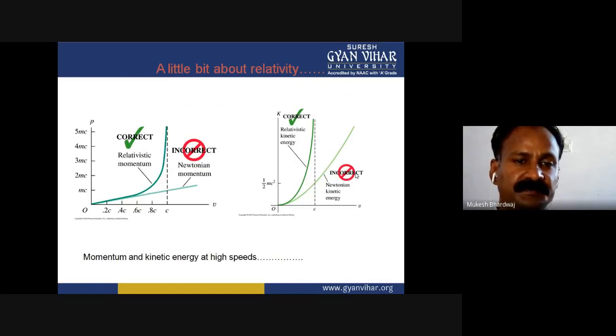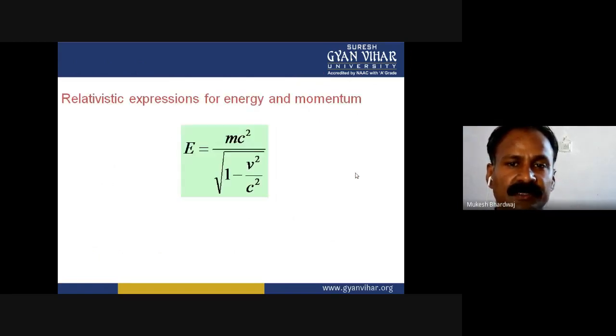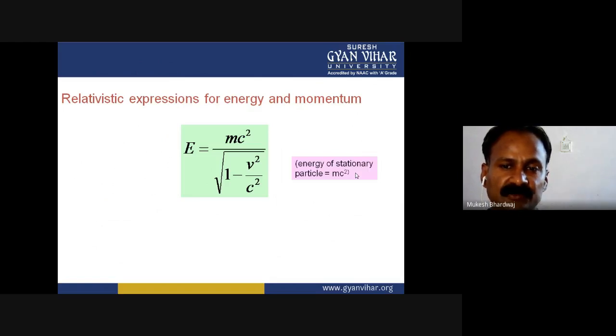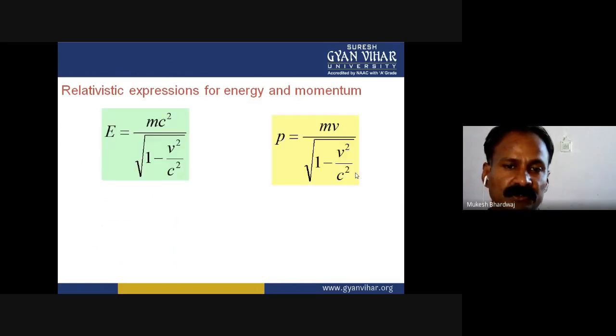Now this is a little bit about relativity. Some graphs: momentum and kinetic energy at high speeds. Now the energy and momentum relationship, E = mc squared, given by Einstein's theory of relativity, is E = mc squared upon root 1 minus v squared upon c squared. Energy of the stationary particle is mc squared, and p = mv upon root 1 minus v squared by c squared. So these are the relativistic expressions for energy and momentum.